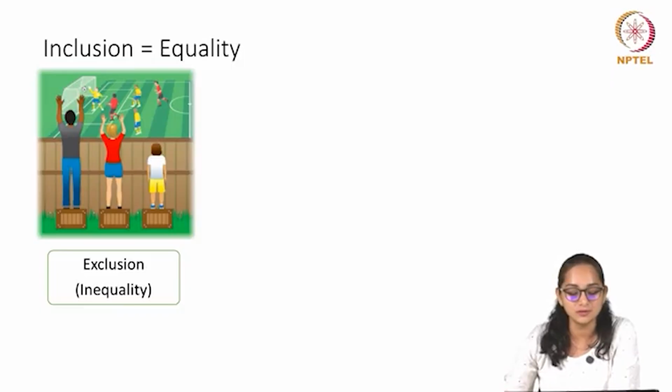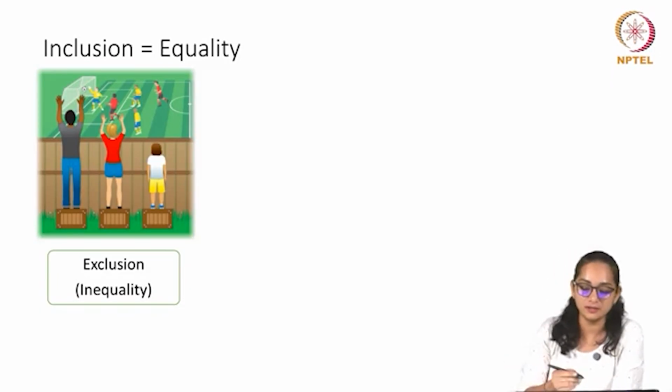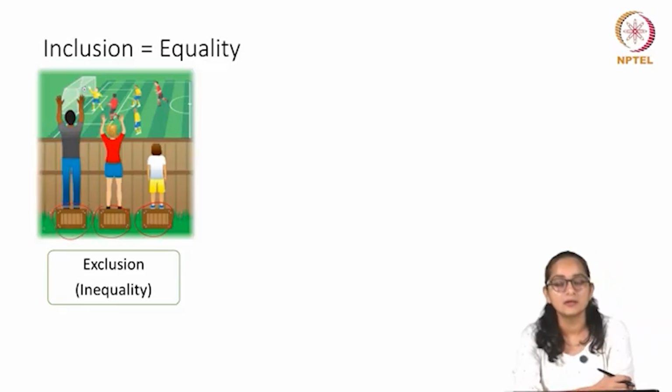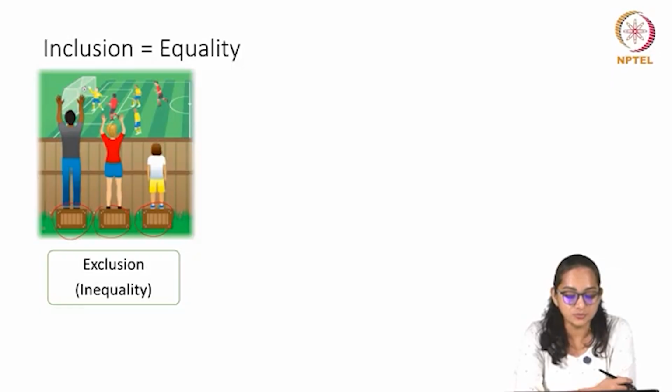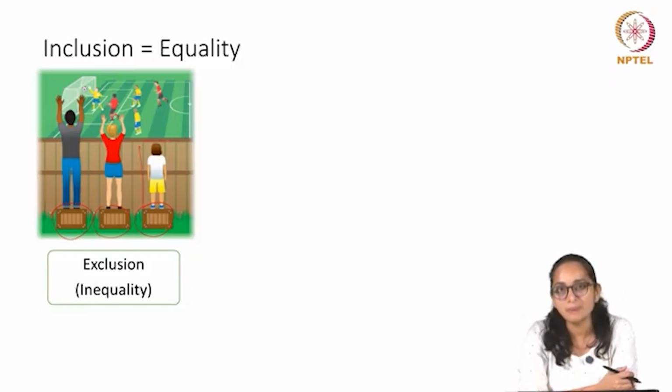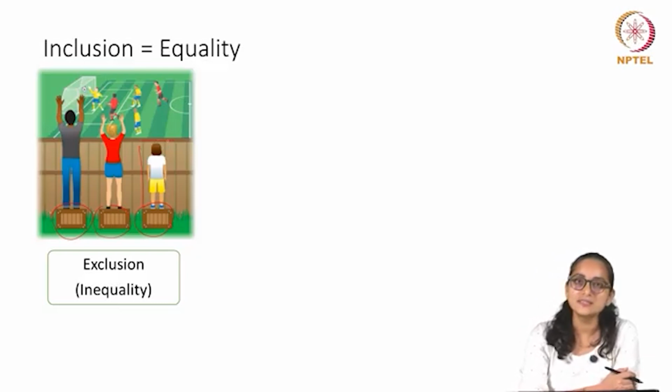They want to see it all, and all three of them are given assistive technology to help them, which is exactly the same for all three of them. It is definitely exclusion, because the shortest one, despite having that solution readily available, is still not able to access. So it is still inequality.